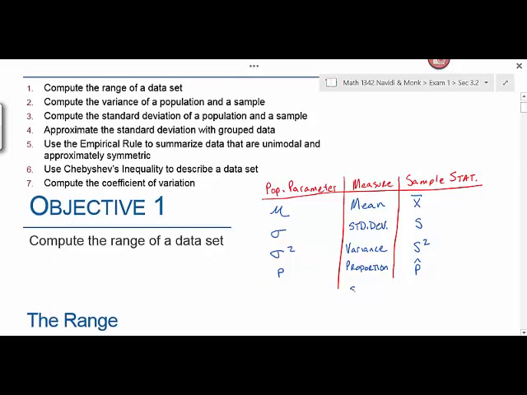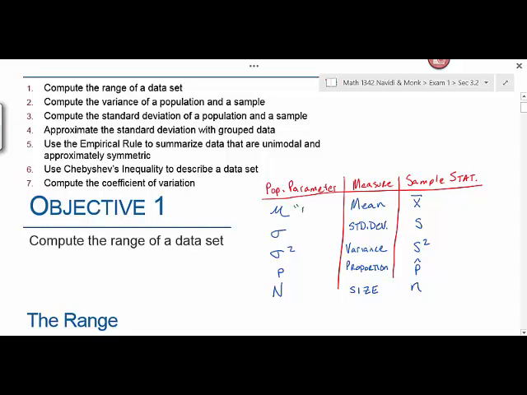Another measure that I mentioned before was the size of something. The population size, we use the variable n, where it's an uppercase N for the population, and we use a lowercase n for the sample. All of these parameters are associated with the population data. All of these parameters are associated with sample data. And tonight we're going to be looking at how we calculate the standard deviation and the variance for both the population and for the sample.